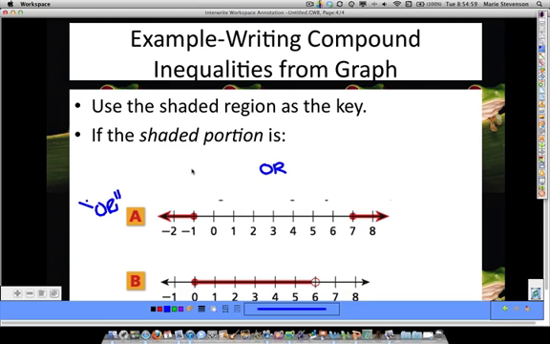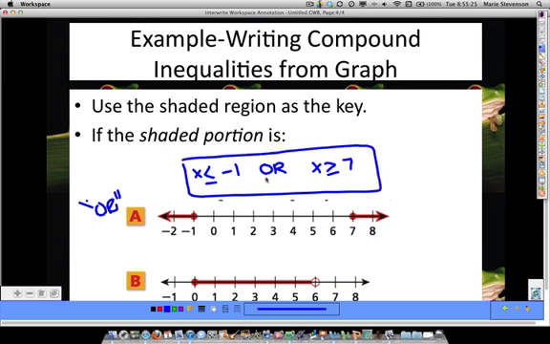Now, I know my less than is my lower bound and my greater than is my upper bound. But notice my lower bound is -1 and it's a closed circle, right? So I put an equals to it. My upper bound is 7 and it's a closed circle, so I put an equal sign to it. So that's my compound inequality for this graph. That's it. That's all you have to do.